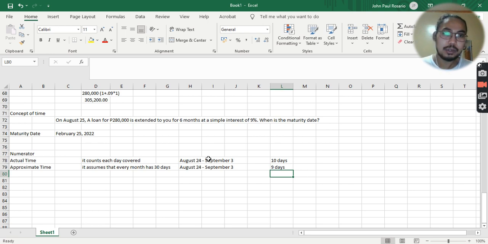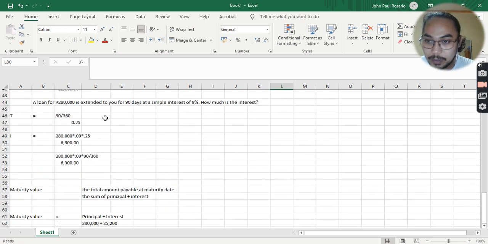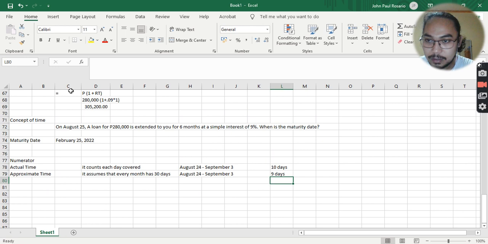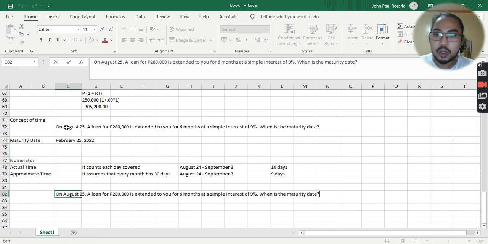So for example, using actual time, when is the maturity date of the loan? Okay. So on August 25 a loan for 200 is extended to you for, let's just put 15 days, so it's easy to count. 15 days at a simple interest of 9%. When is the maturity date?